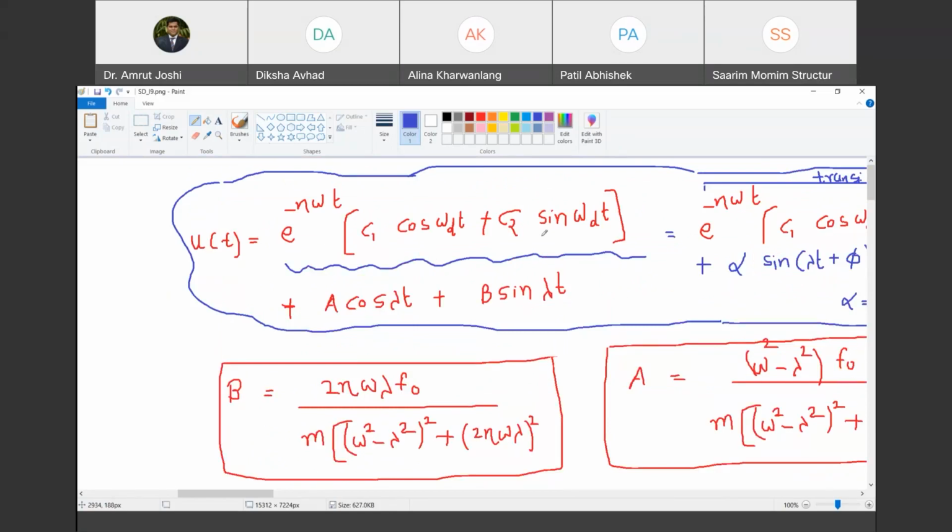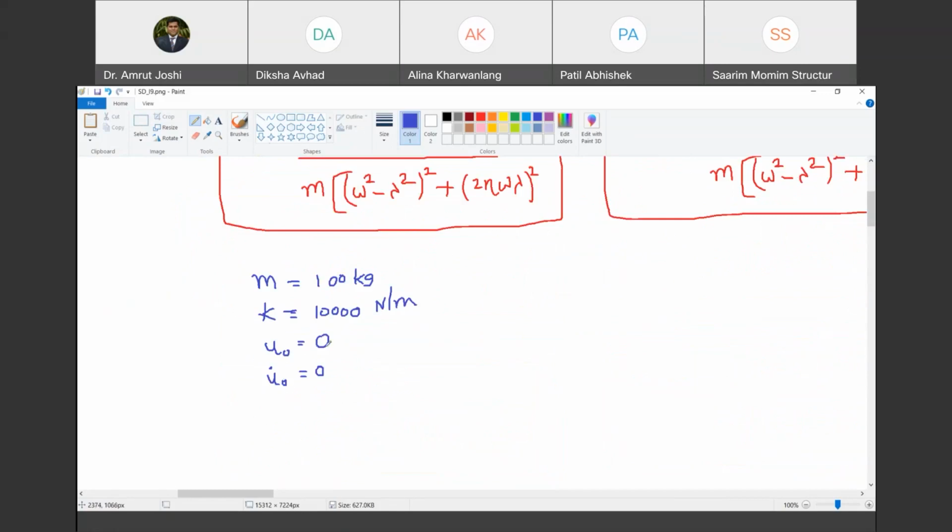So we have to calculate the value of C1 and C2. Then only this response is complete. So we will apply the boundary conditions. We will calculate the value of C1 and C2, and then we are going to proceed to solve this problem. So we are going to do that. Now U0 is 0. U0 dot is 0. What else is required? I require F0. So F0, I think we have taken it as 1000 Newton. Am I right? 10,000. So 10,000 Newton.